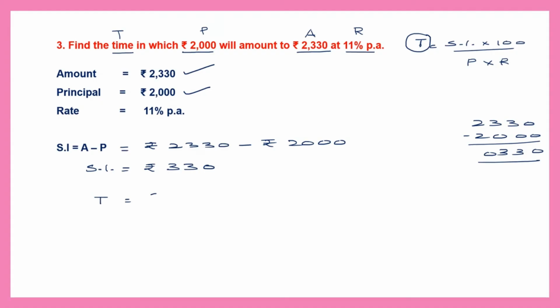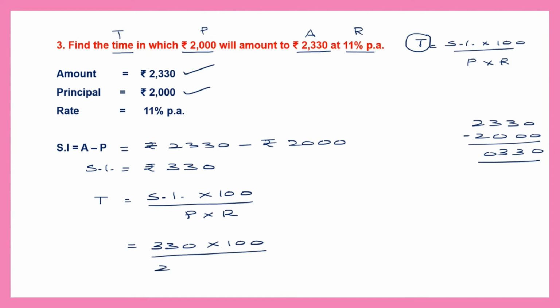Now we can find time. Let's use the formula: simple interest into 100 by P into R. Now let's substitute the value. Simple interest, which is found out to be 330, into 100, and how much is principal? Principal is 2000 and rate of interest is 11%. Now let's cancel what we can. So I will cancel one 0 on top, one more 0, and one more 0 here. Now what else can I cancel? I can cancel 11 and 33. 11 ones are 11 and 11 threes are 33.